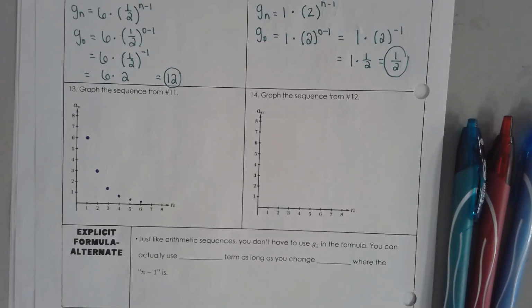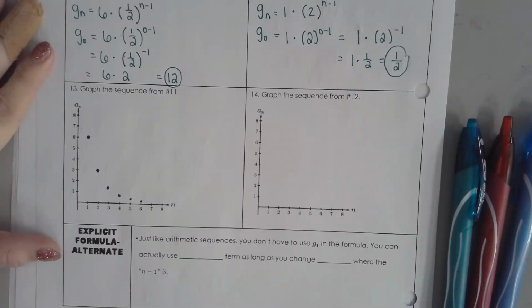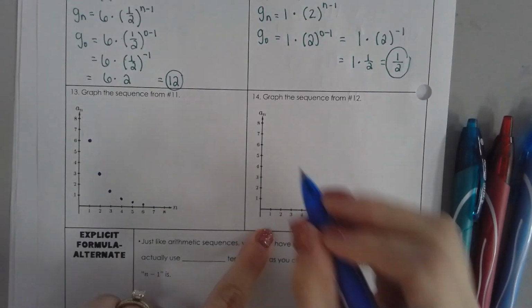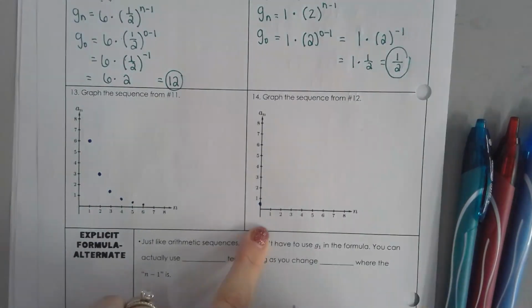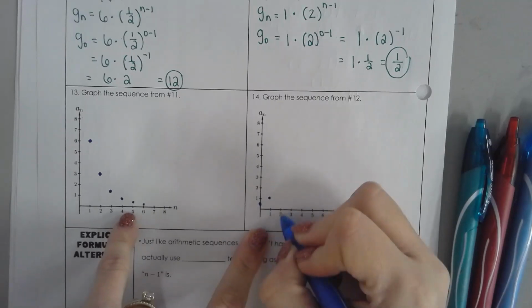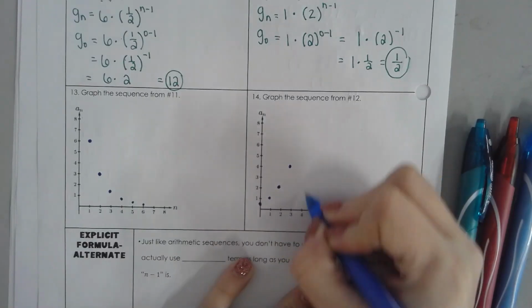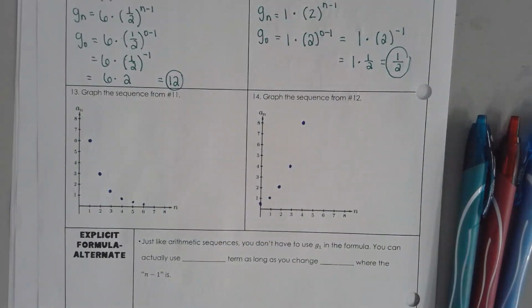Now your 0 term, I could have gone back, but I didn't give you enough space up here to graph your 0 term. So from number 12, we could do the 0 term, because we found the 0 term was 1/2. The first term is 1, and then my second term is 2, and then 4, and then 8. So these do not fall in a straight line. They're exponential.